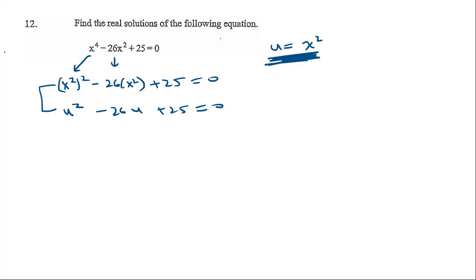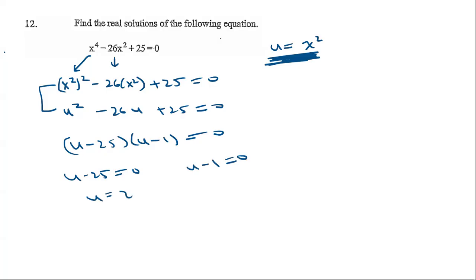So again, this is something I know how to factor. All right, so this is going to be what? u minus 25 times u minus 1. And then I'm going to just set them both equal to 0 and solve. So this will give me u is equal to 25 and u equals 1.